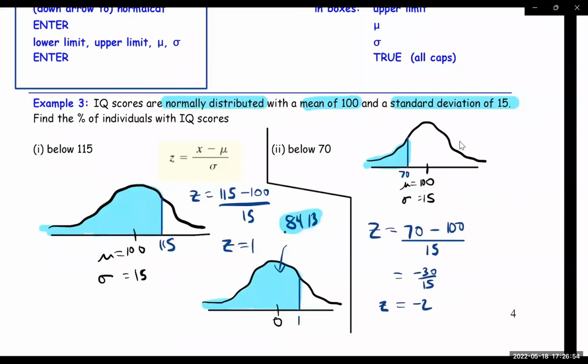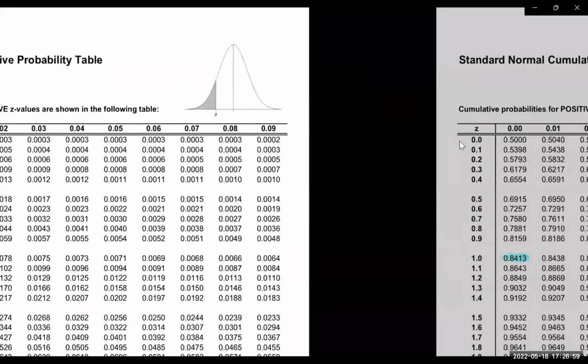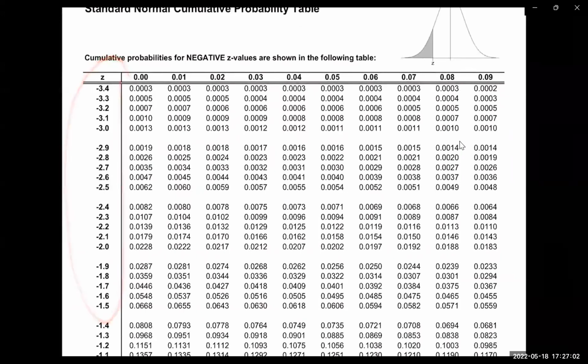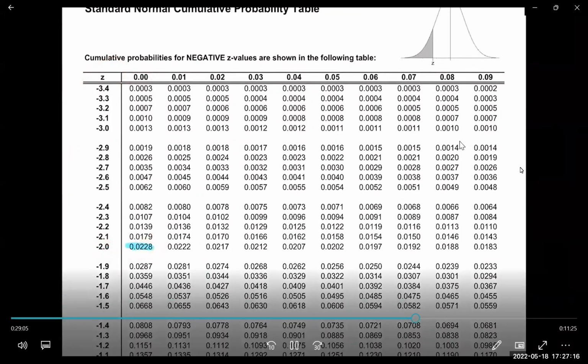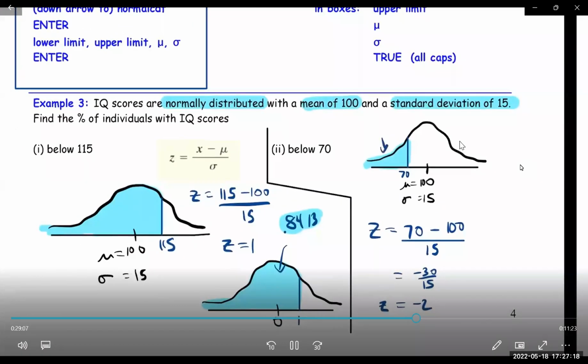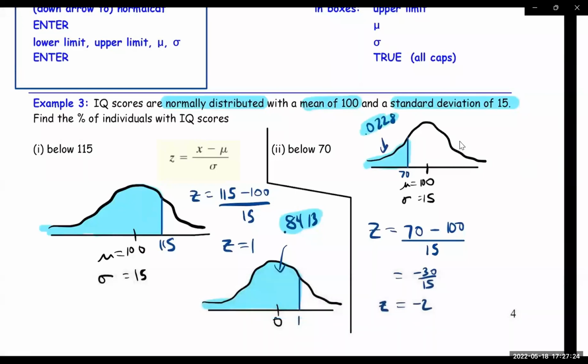All right, so now we go to our table that I dropped in the chat room, and go to the negatives. Here are the negatives on page 1. -2 is right here, and it doesn't have a hundredth place, so it's just 0, so it's going to be the very first one. It's 0.0228. 0.0228 is our final answer. So only about 2% of the population has an IQ level below 70, a very small percentage of the population.